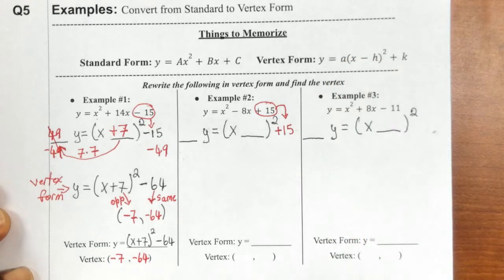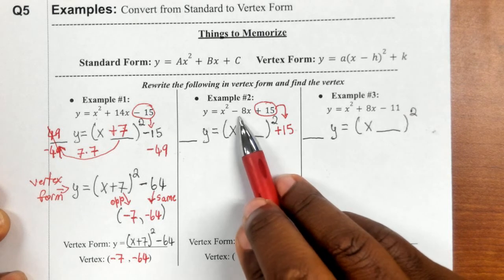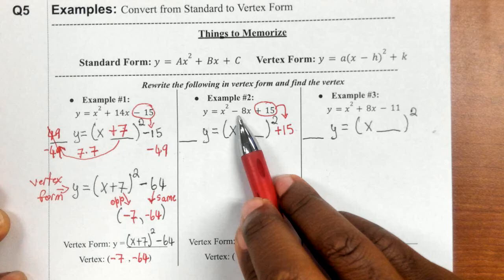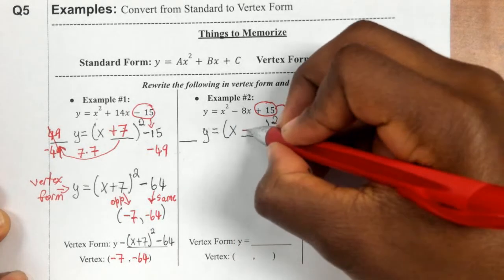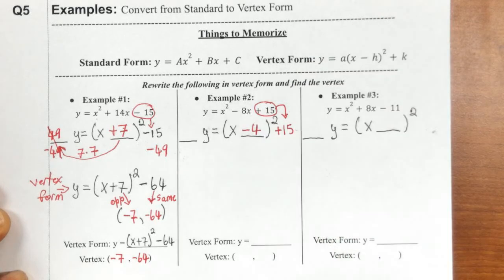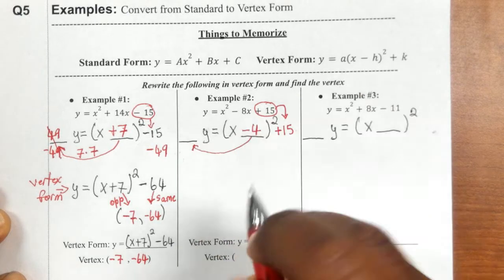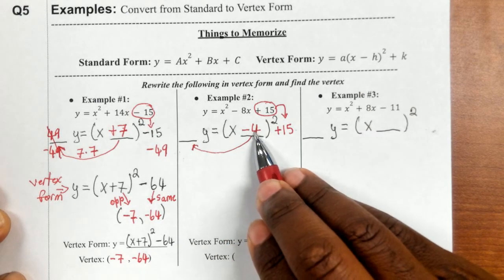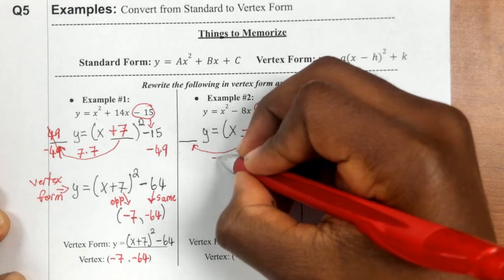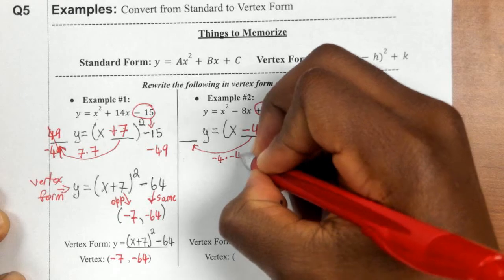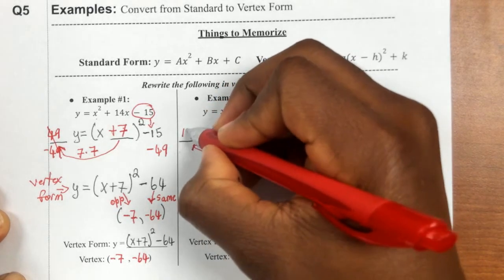Now I need to figure out what's going to go inside of my parentheses. So I'm going to look at the middle number and cut it in half. Half of negative 8 is negative 4. So now I'm going to bring this negative 4 to the other side, but I'm not only bringing negative 4, I'm bringing negative 4 squared. So I need to multiply that negative 4 by itself. Negative 4 multiplied by negative 4 is positive 16.